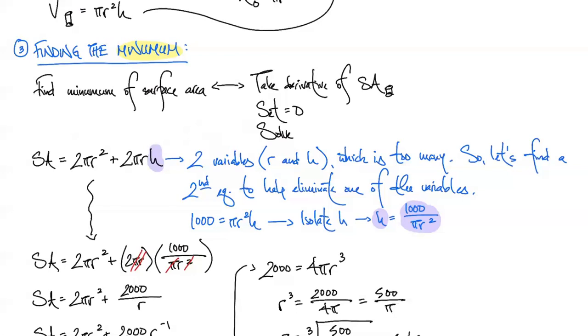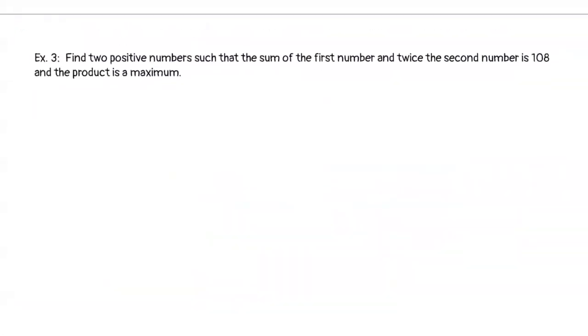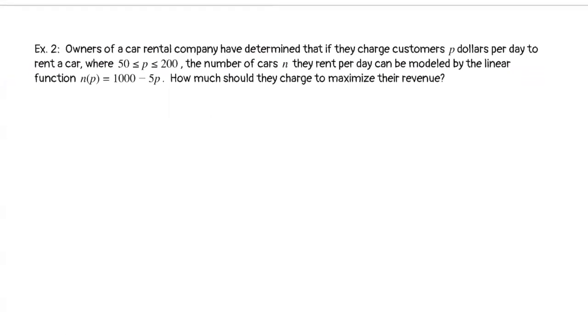All right, so we've got 2 more questions to take a look at. In particular, we have this question right here, which is: find 2 positive numbers such that the sum of the first number and twice the second number is 108 and the product is a maximum. All right, so that's one question. The other question is about a car rental company and thinking about how much they should charge in order to make the most money they can. All right. So let's sort of throw it out there. Who would like to take a look at example 2? Who would like to take a look at example 3?